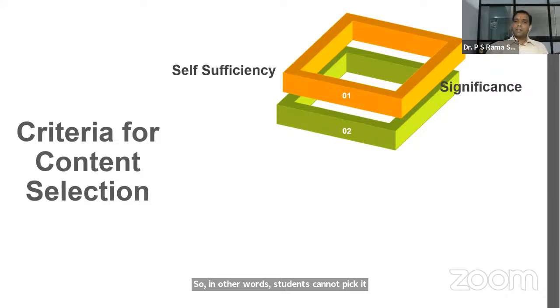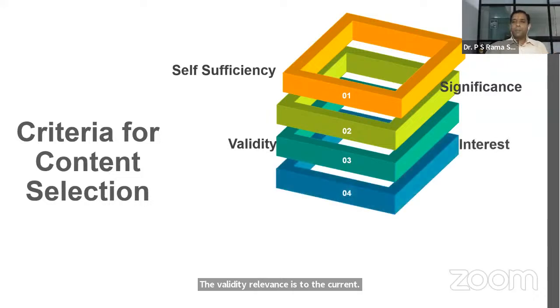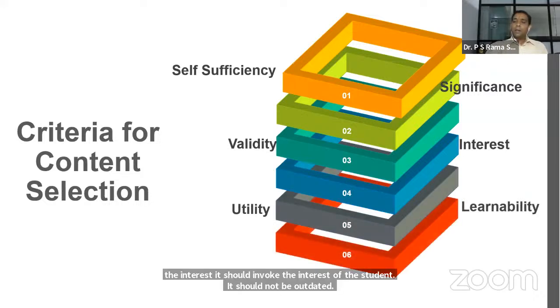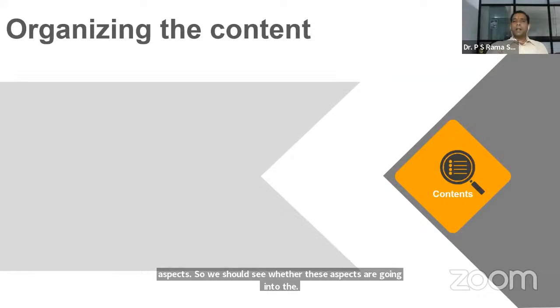The other one is significance of the content. Significance, or the validity and relevance to the current developments in the relevant field. Then the interest: it should invoke the interest of the student. It should not be outdated. It should speak of the utility, the learnability, and then the feasibility. All these aspects should go into the content when you design the course, module 1 to module 6. We should see whether these aspects are going into the design or not. So, organizing the content.